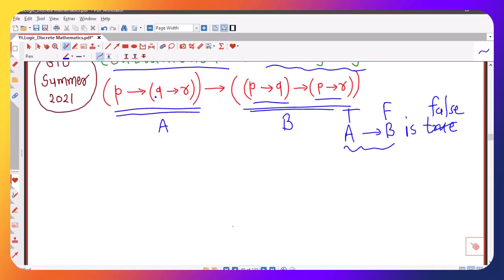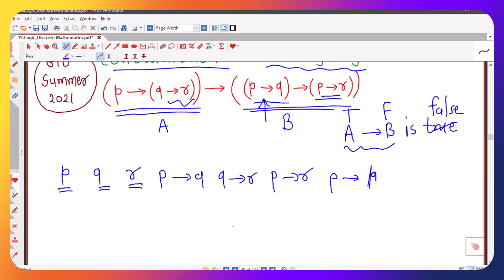For preparing the truth table, we note that here we have three propositions or statement variables P, Q and R, and using the possible truth values of P, Q and R, we will be able to determine these implications: P to Q, then Q to R, then P to R, and then this left hand side, which is P implies Q to R, and this last implication, which is P implies Q, and this implies P implies R.